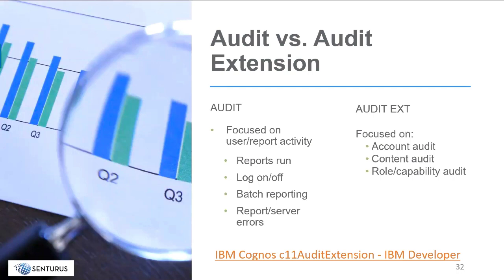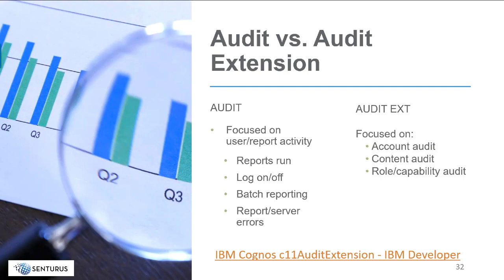So for example, with the standard audit package, if I have 100 users who have access to Cognos, but only 5 of them have ever logged in or run a report, if I run a report out of audit, I'm only going to see 5 users. With the audit extension, I can see all 100 users.